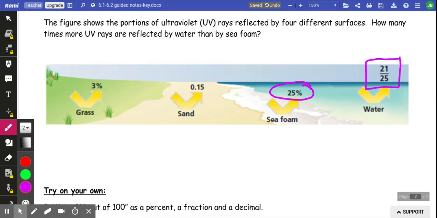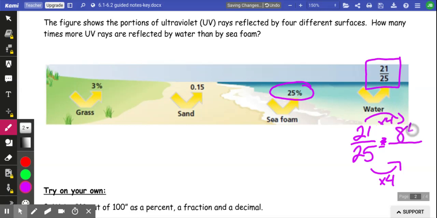So I could do a couple things. If you have a calculator, you can absolutely divide 21 divided by 25. Or in my case, without a calculator, I can just multiply because 25 is easily able to go into 100. So how would I get from 25 to 100? I would multiply by 4. Whatever we do to one, we have to do to the other. So it's going to have 2 equal ratios here. So up here, we would also multiply by 4. And I would end up with 84 over 100. Okay, so that would give me 0.84 or an 84%.